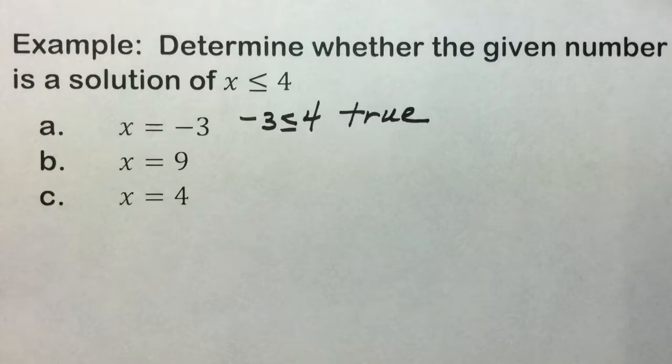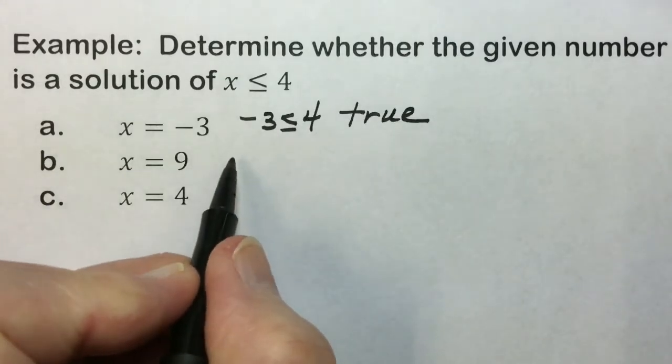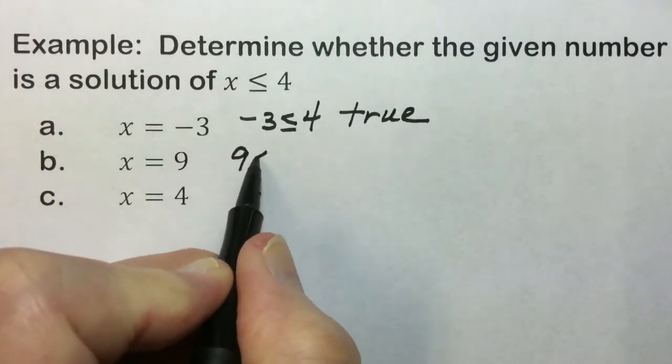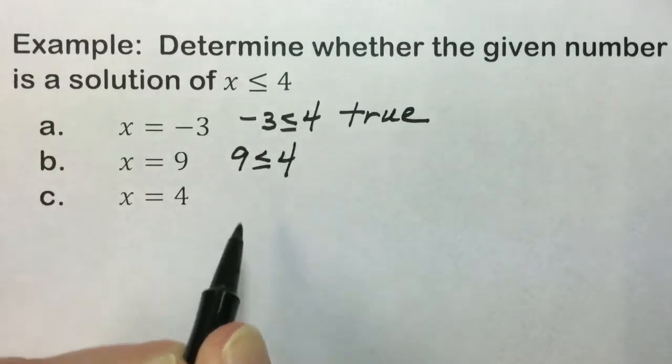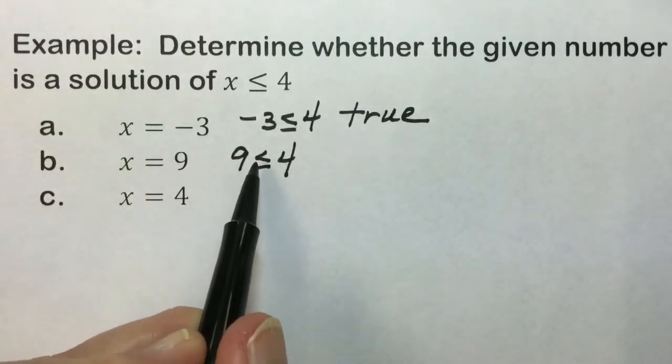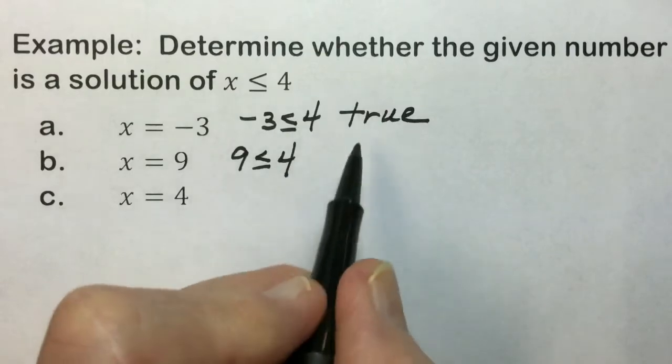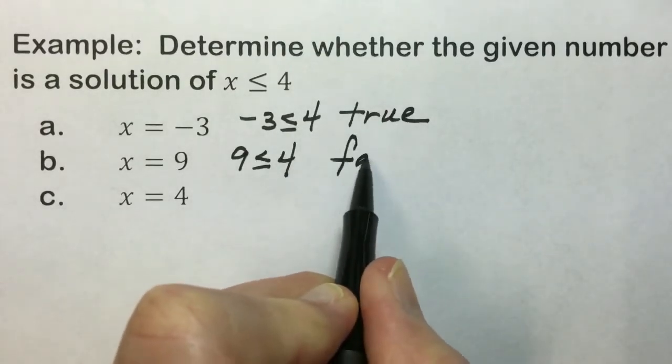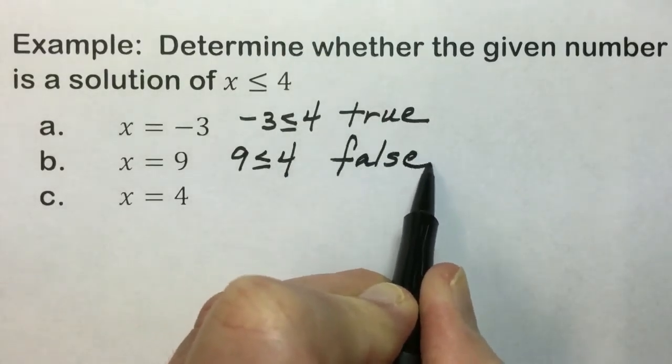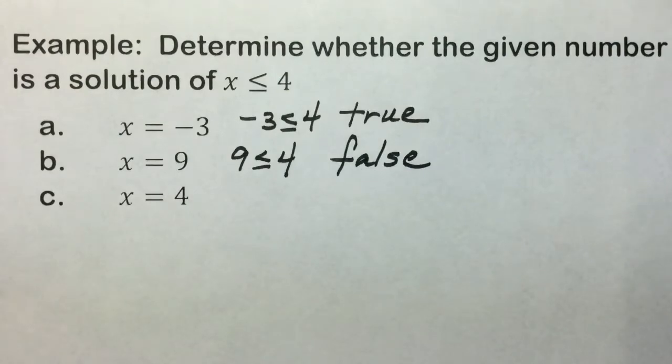In the next example, x is equal to 9. So replacing x with 9 gives us the following inequality. Since 9 is not less than or equal to 4, we would say false, and 9 is not a solution.